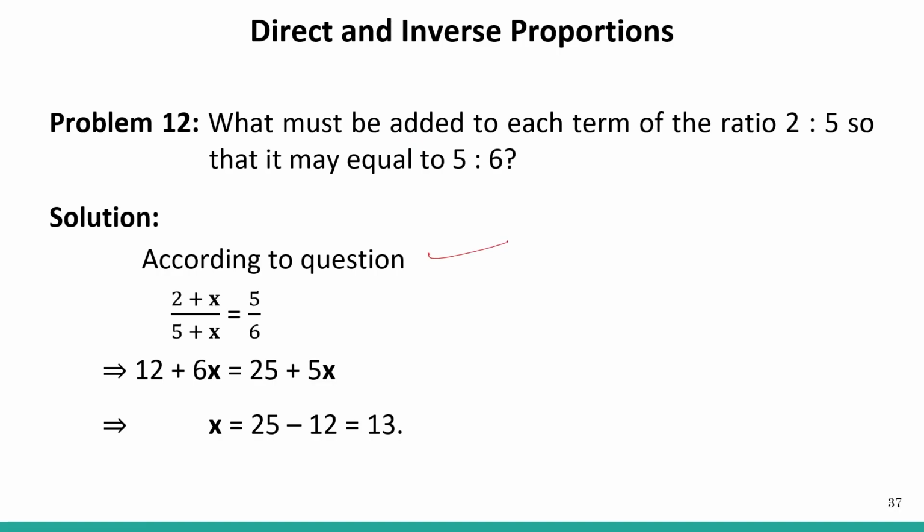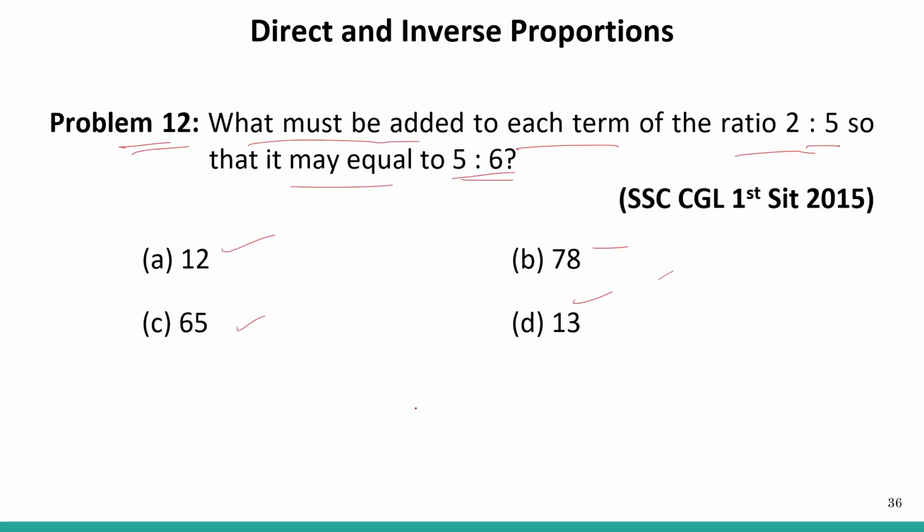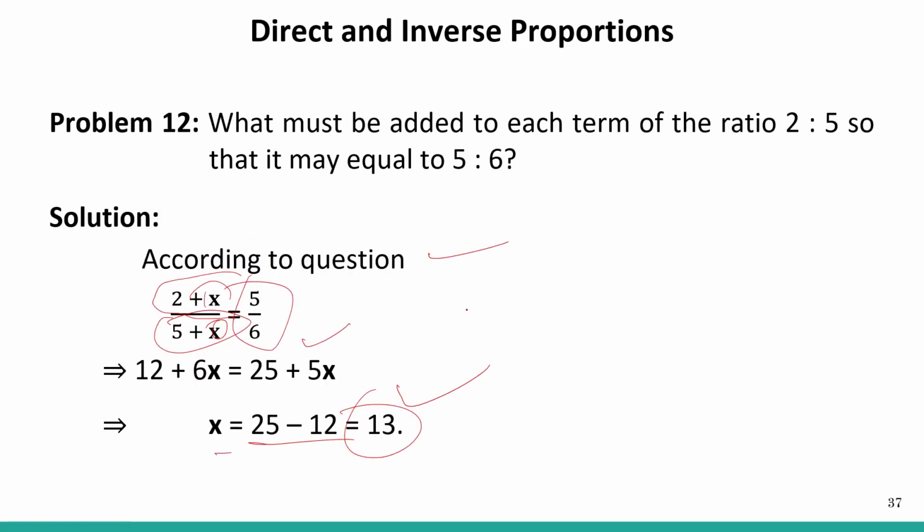According to the question, what is given to us is 2 plus x whole by 5 plus x is equal to 5 by 6, because it is told to us what number must be added. So let that number be x, right? We added it to each term in the ratio 2 is to 5, so we added 2 plus x and 5 plus x, and we arrived at the ratio 5 is to 6, right? So 12 plus 6x is equal to 25 plus 5x, which implies that x is equal to 25 minus 12, which is equal to 13. So 13 is the correct answer. These are all wrong answers.